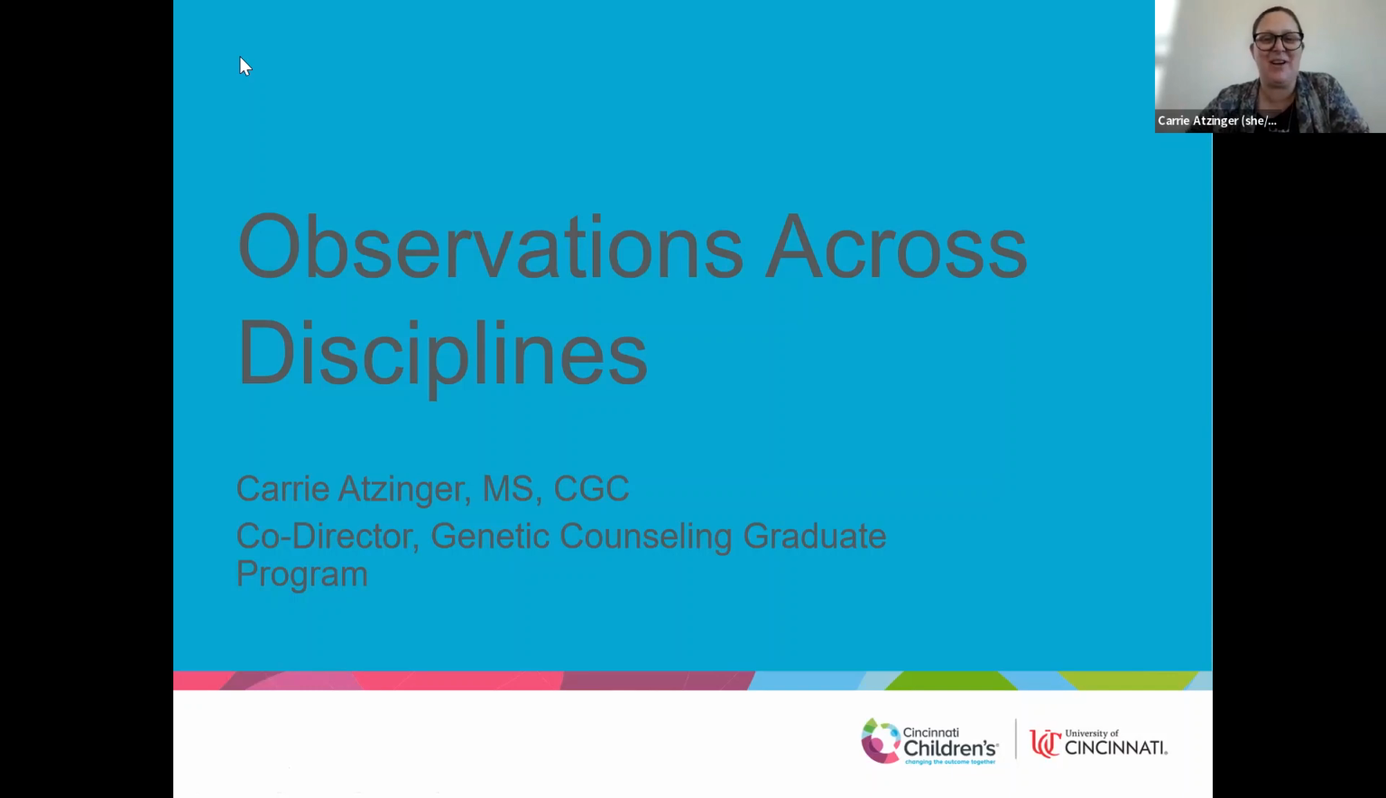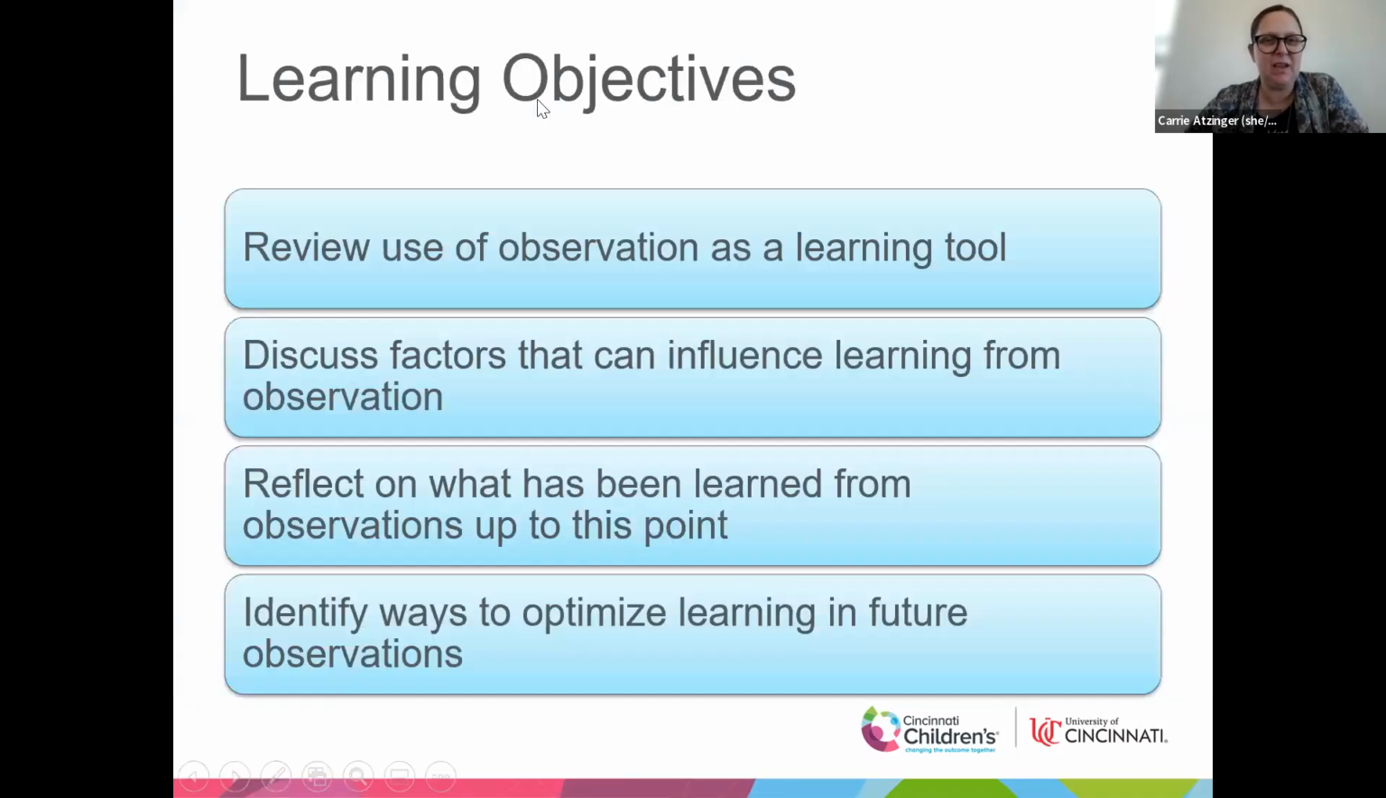Okay, so in terms of learning objectives for the first half, we're just going to talk a little bit more about observation as a learning tool, some factors that can influence how we learn from observations, and sort of reflect on what you've learned up to this point from the observations you've already done, and how to optimize learning in your future observations.